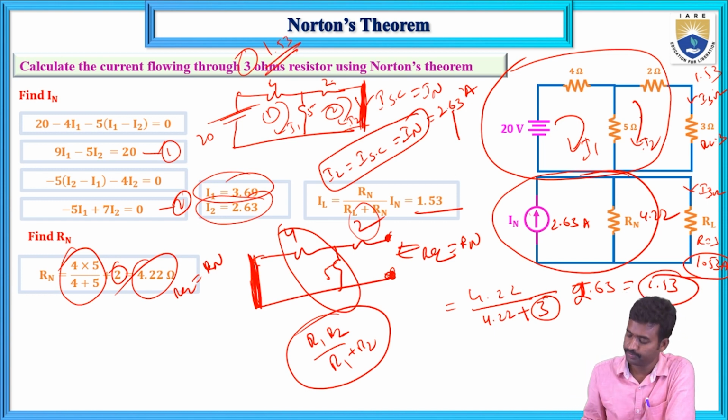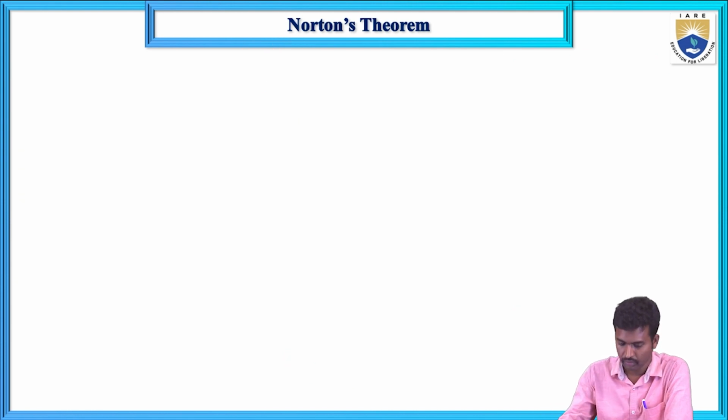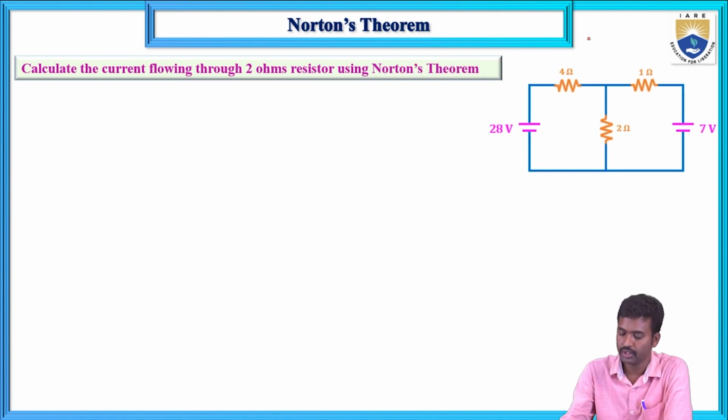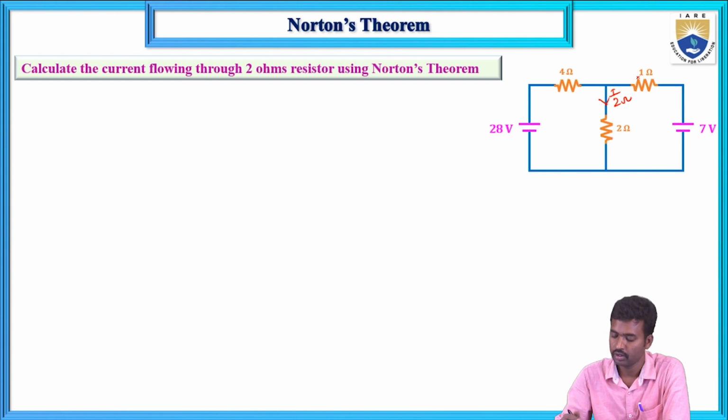Now the third problem. Calculate the current flowing through the 2 ohms resistor using Norton's theorem. Now see the circuit here: 4 ohms, 2 ohms, 1 ohm, 28 volts, 7 volts. Here two sources are given. Now calculate the current flowing through the 2 ohms resistor here, I suffix 2 ohms.